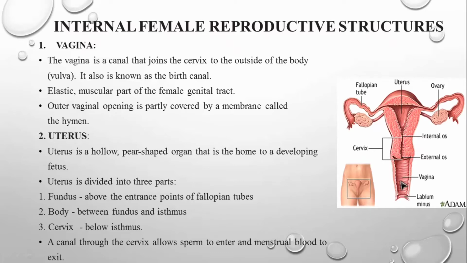So the main thing is the vaginal canal and the cervical canal, which is used as a birth canal, as well as for the blood flow during the menstrual cycle, to exit from the uterus to the external female reproductive organ.